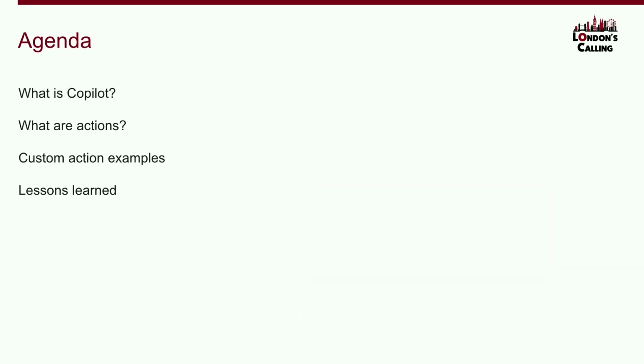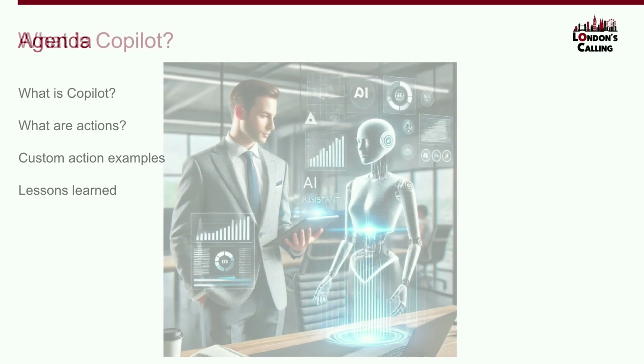So, very svelte agenda. Just got 4 things to talk about. What is Copilot? What are actions? That'll be the quick bit. Custom action examples. I've got 4 of those, and I'll try and do Q&A at the end of each of those, because I think it's probably quite useful to do it that way. And then lessons learned. What did I learn so that you don't have to? What did I suffer through?